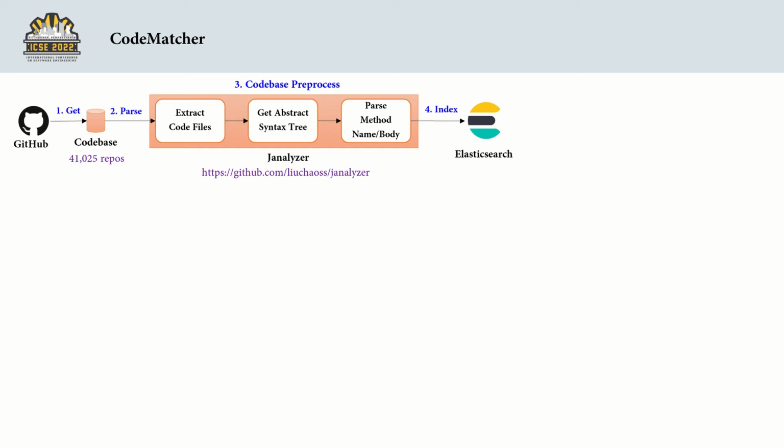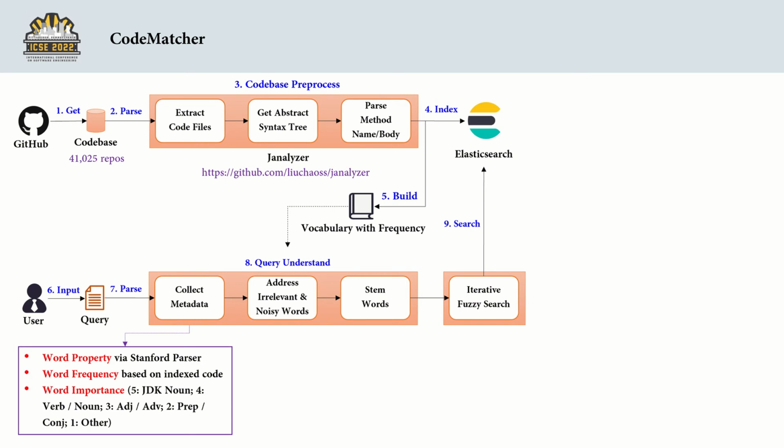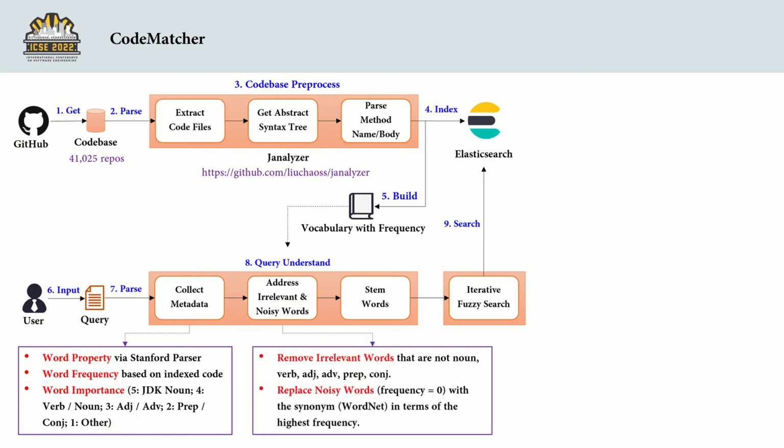Next, we built the index for the codebase using Elasticsearch, a widely used text search engine. Also, we built a vocabulary with frequency for the codebase for further use. For querying, we collect 3 metadata items for each keyword, including properties such as noun and verb, frequency of occurrence in the codebase, and self-defined importance, such as a JDK noun being the most important one. Based on this metadata, we remove the irrelevant words that are not nouns, verbs, adjectives, etc., because they are not used for programming.